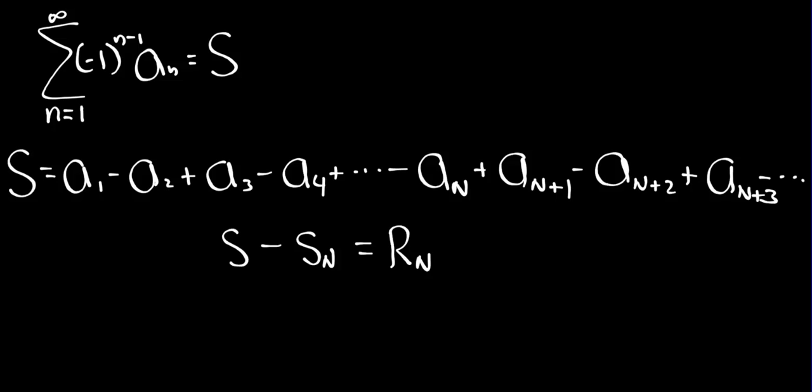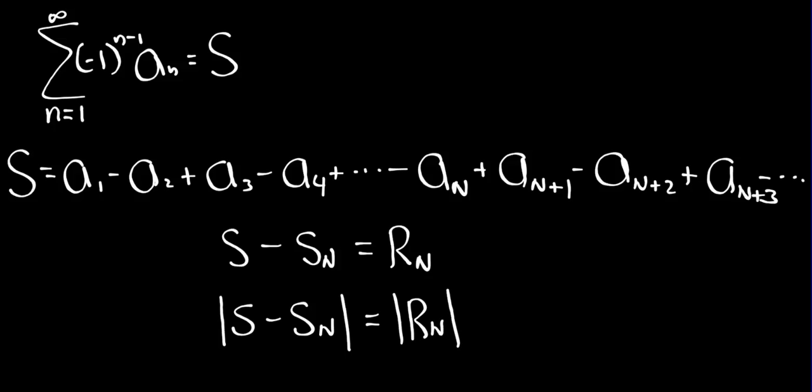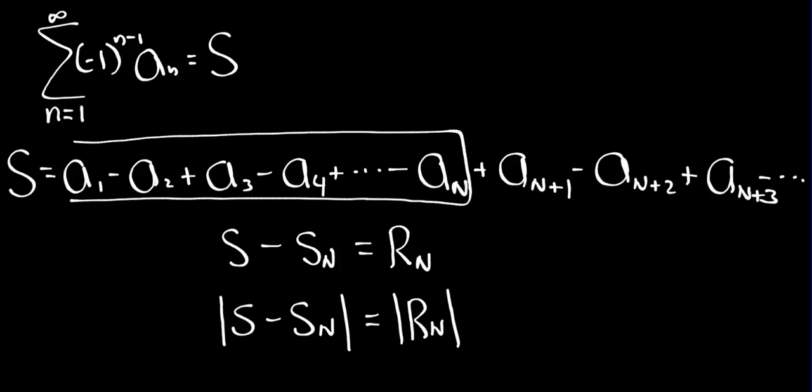Well, let's just look at the positive parts of this. Let's just absolute value it. We'll get the absolute difference here. Now, if I take S minus S sub n, what I'm doing is subtracting off all this part right here, and this over here is the remainder. That's the remainder right there. So the question is, how big can that be?